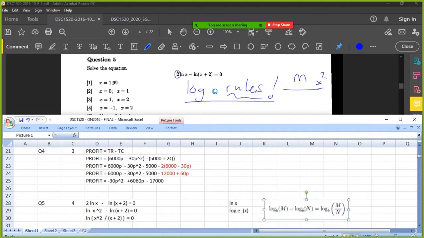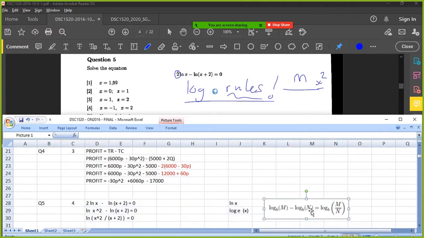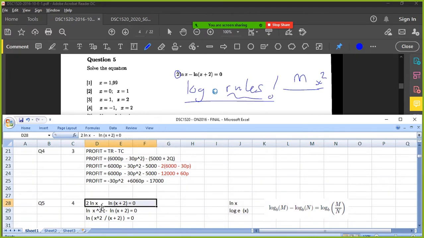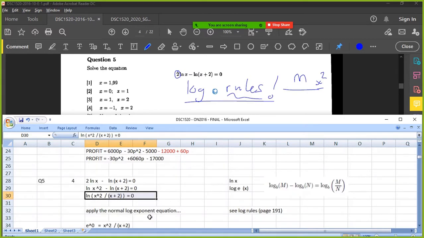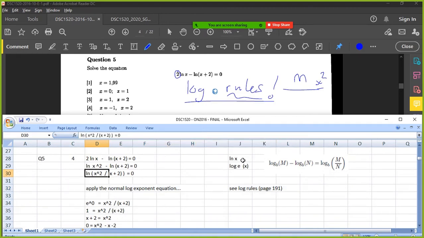I'm going to keep that there, and I'll even update this and save it, so you've got more workings in here. So when you have 2 ln x minus ln bracket x plus 2, that 2 needs to be multiplied into the x because of the log rules. That's what you actually get. Once you've got that, then you can solve. Apply normal log exponents. Remember, log base e is ln. Do you agree?